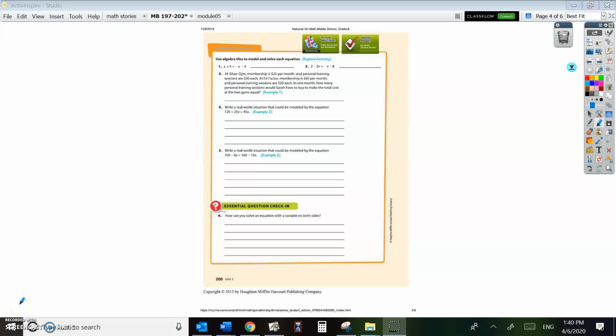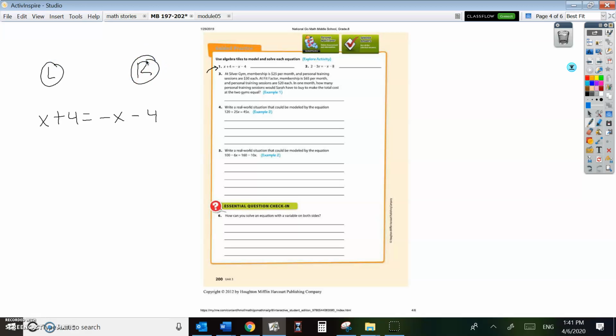When you solve equations with variables on both sides, you need to remember that you always have the same goal, and that is to isolate the variable. So let's rewrite problem 1. x plus 4 equals negative x minus 4. So we've got the left side of our equation and the right side of our equation.